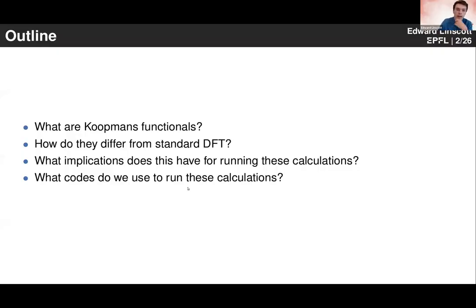So, this is already what I've said, so hopefully give a clear idea of what Koopmans functionals are, and I want to really emphasize how they differ from a standard semi-local density functional theory calculation, and in terms of the implications this has for running these calculations, and also start to talk about the codes that we use to run these calculations.